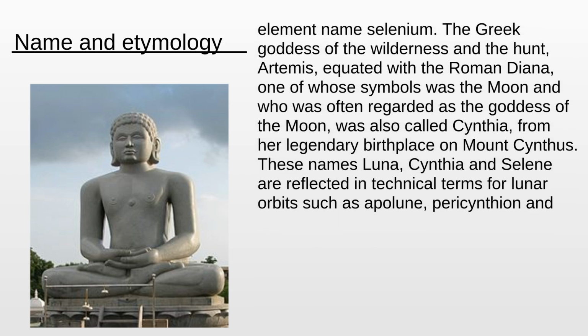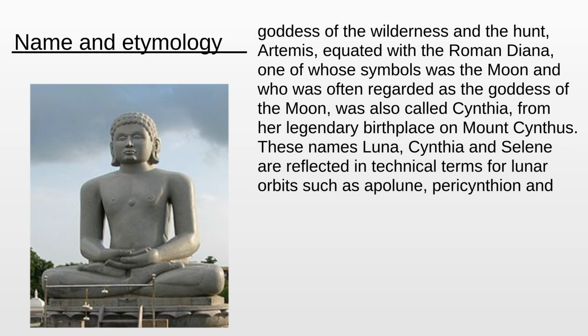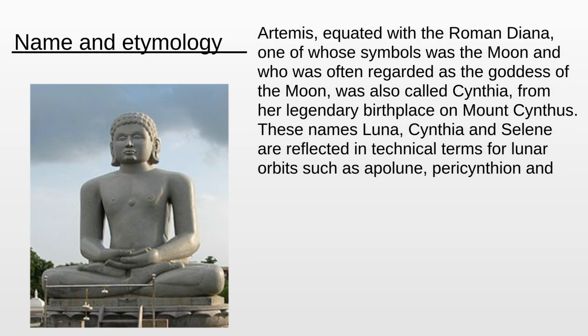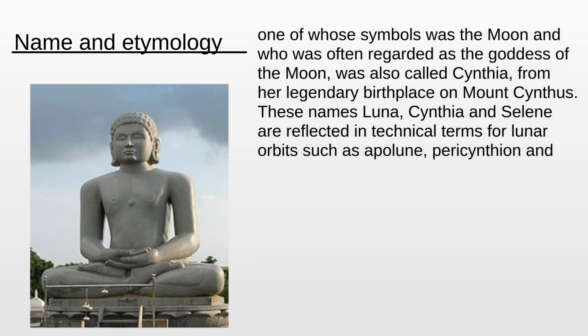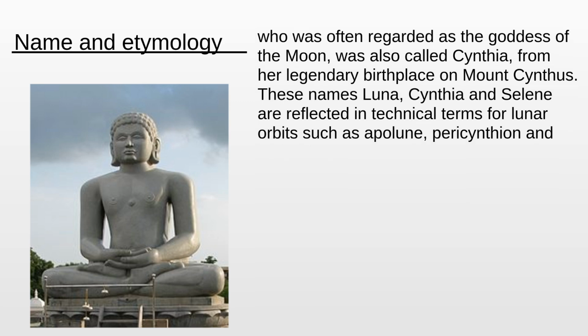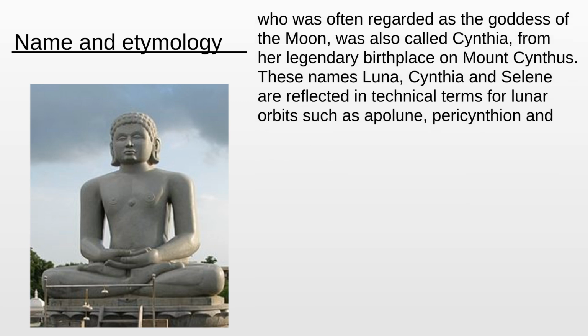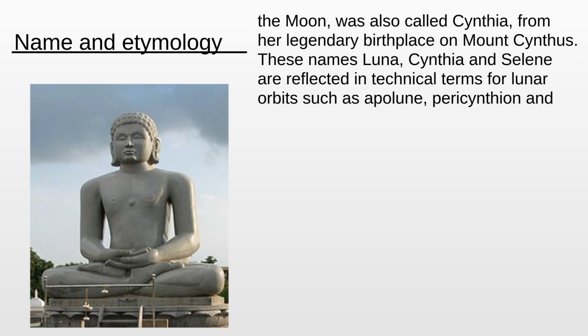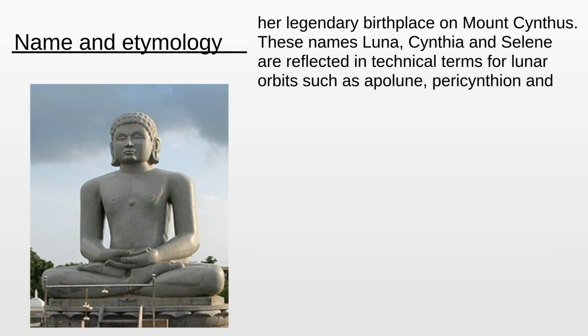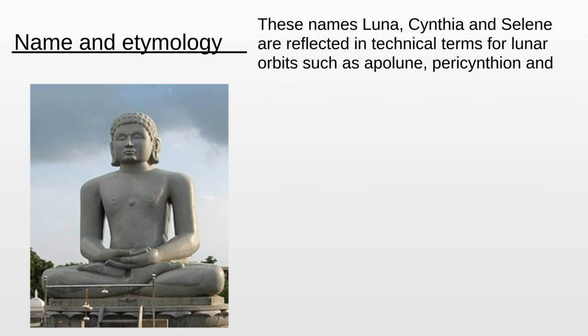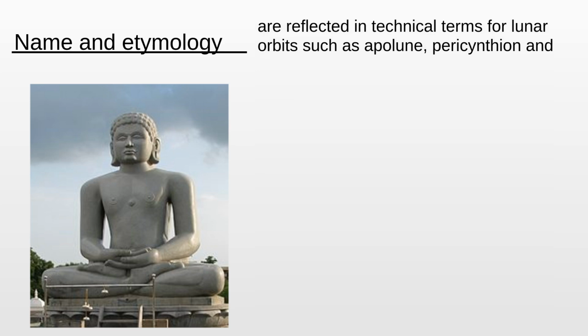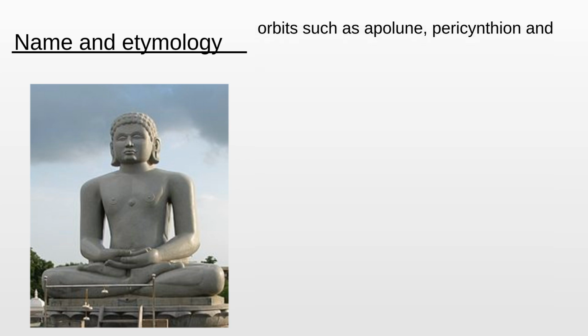The Greek goddess of the wilderness and the hunt, Artemis, equated with the Roman Diana, one of whose symbols was the moon and who was often regarded as the goddess of the moon, was also called Cynthia, from her legendary birthplace on Mount Cynthus. These names Luna, Cynthia and Selene are reflected in technical terms for lunar orbits such as apolune, pericynthion and selenocentric. Formation.